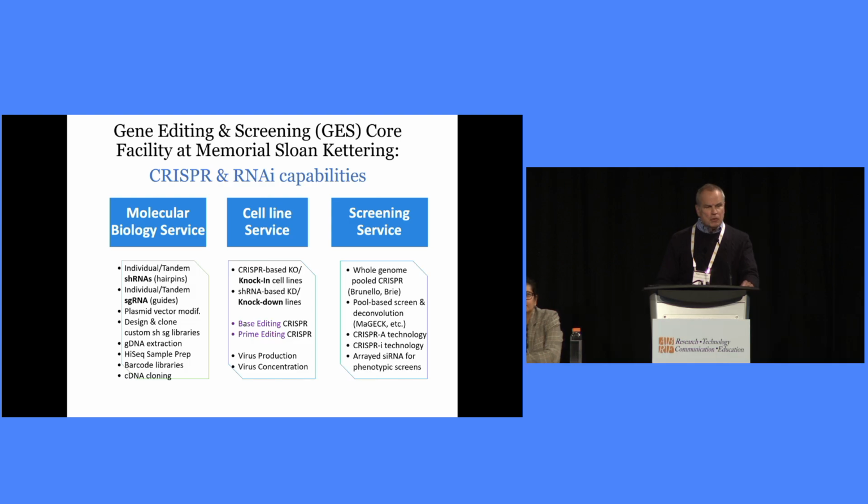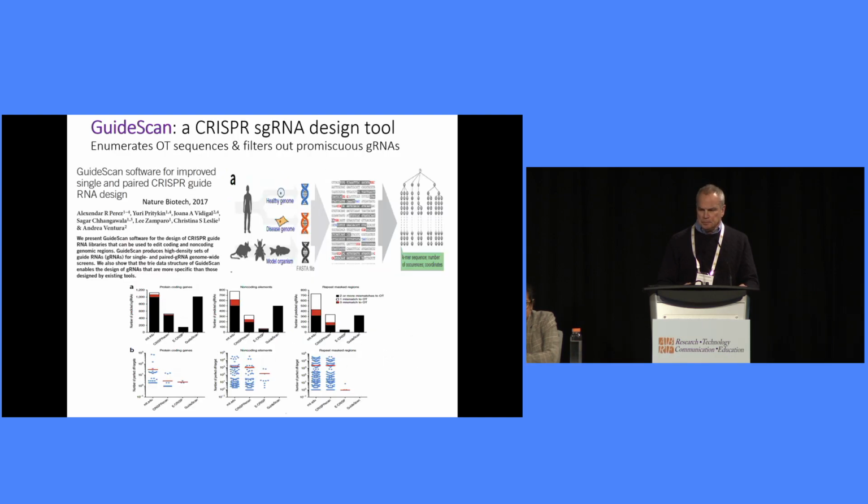And then we also have a screening service. We can do whole genome pooled CRISPR. The penultimate libraries out there now are wine and cheese, Brunello and Brie, human and mouse. We can do pooled-based screen deconvolution of your HiSeq. We use MAGeCK and other platforms for analysis. We've brought in CRISPRa technology for amplification of gene, CRISPRi for blocking, the counterpart to RNAi. And we also have a full genome collection of siRNA if you want to do well-by-well phenotypic comparison of what is going on with your gene knockdown.